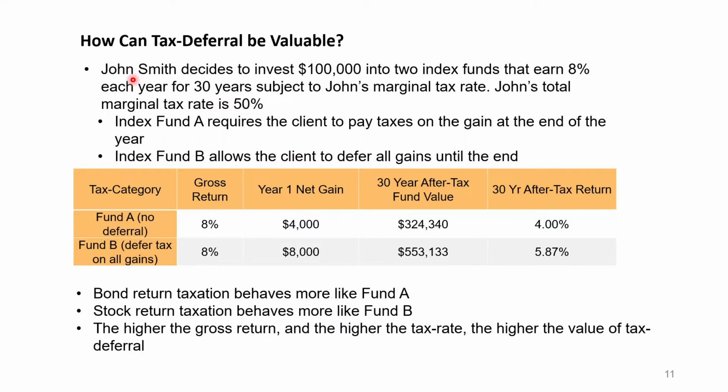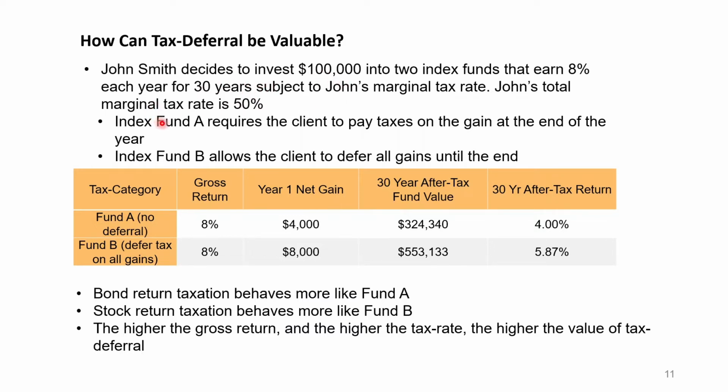We're going to use a hypothetical individual. John Smith decides to invest $100,000 into two index funds that earn 8% each year for 30 years, and they're both subject to John's marginal tax rate. John's total marginal tax rate is 50%. This is a simplistic case example just to show you the benefit of tax deferral.